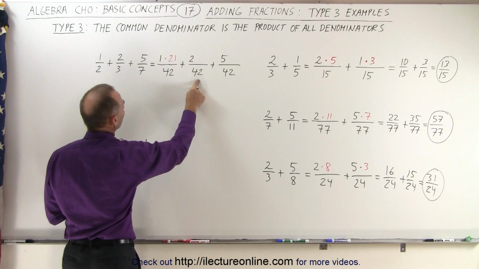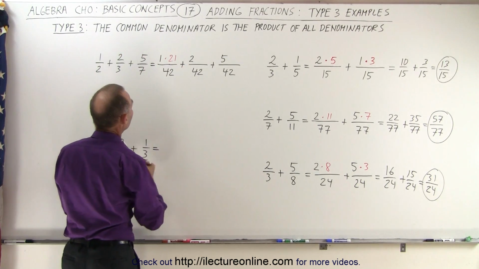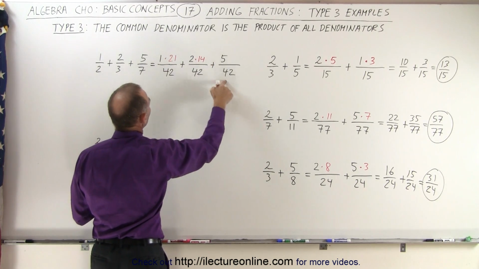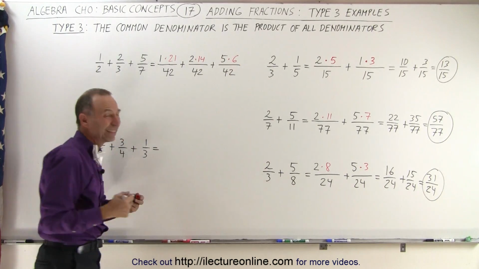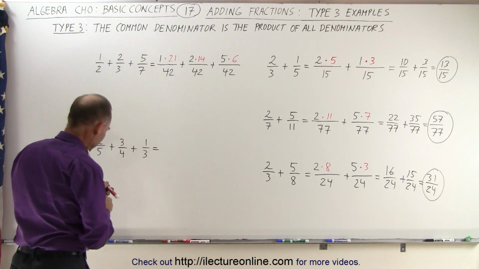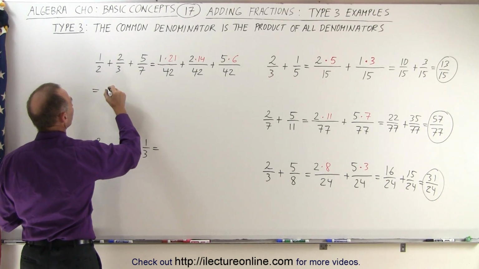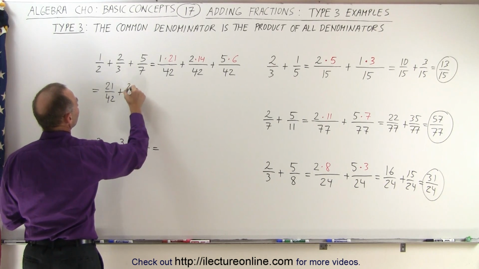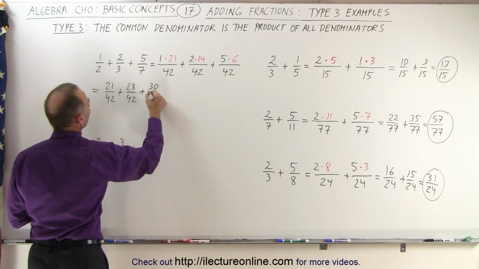Here, 3 goes into 42 how many times? The answer is 14, so you're going to multiply the numerator by 14. And here, 7 goes into 42 6 times, so you're going to multiply the numerator by 6. So that works as well. And then you can simplify those fractions. 1 times 21 is 21 over 42, plus 28 over 42, plus 30 over 42.